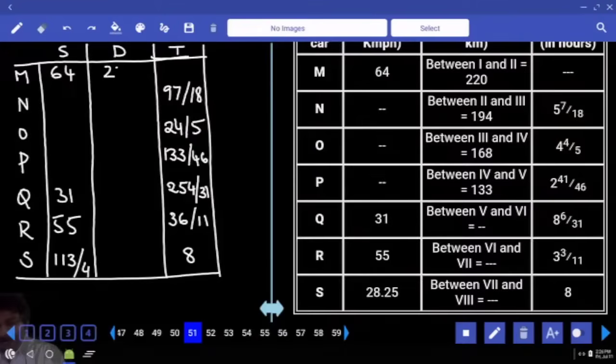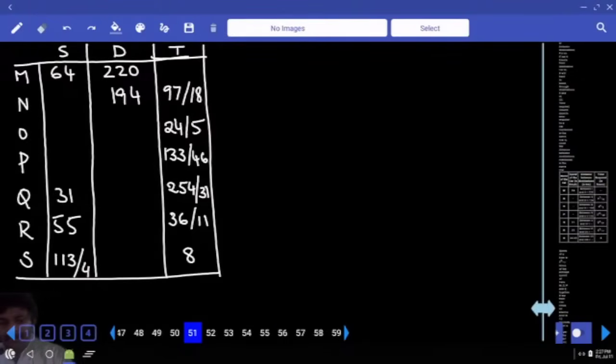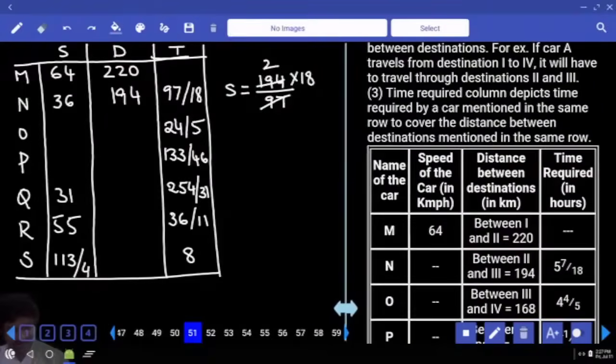First is 220. Next is 194. Observe this, 194 kilometers travel in 97 by 18 minutes of time. Then speed here is distance divided by time. Denominator in denominator comes to numerator, 97 2 times, which is 36. Agreed? Next.